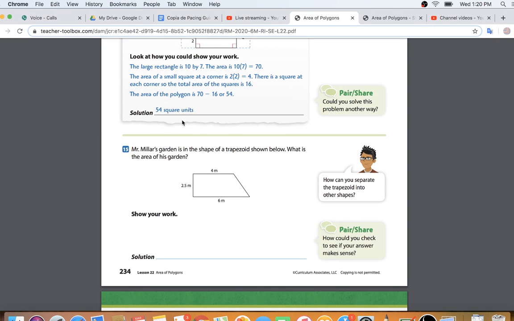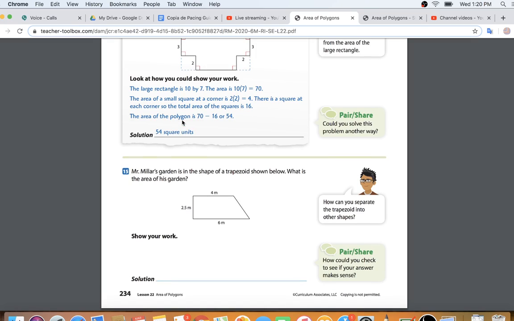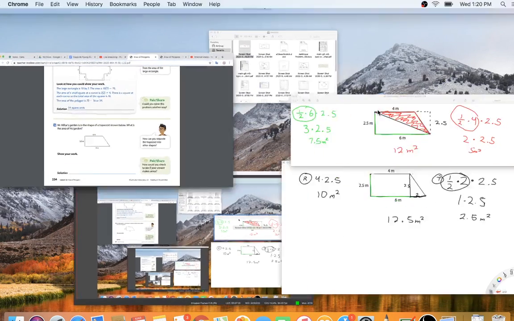Now, I'm going to actually do it in Spanish. So ahorita voy a hacer este problema en español, ya que lo terminé en inglés.